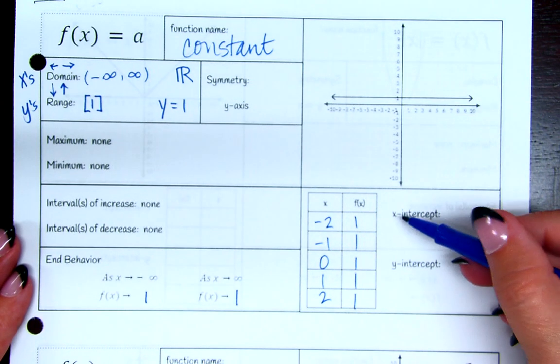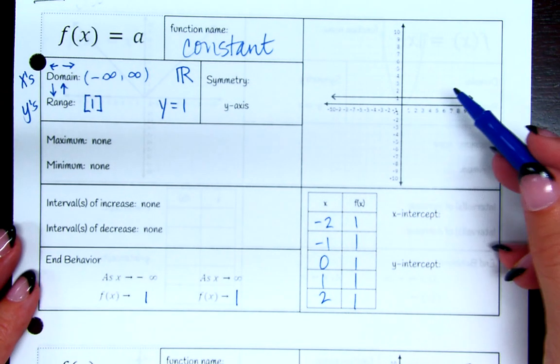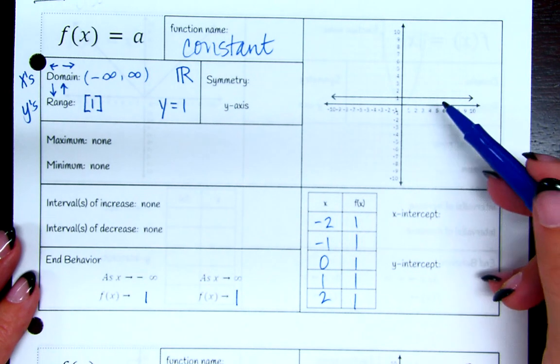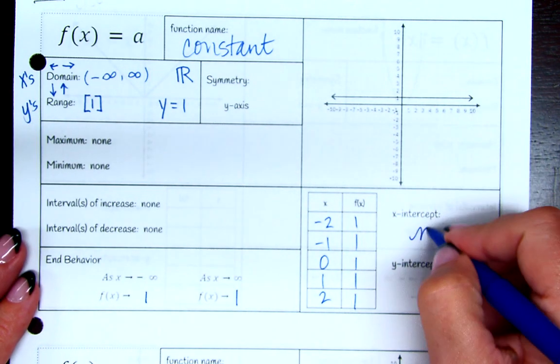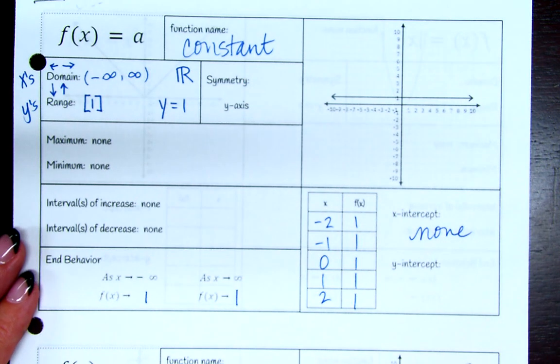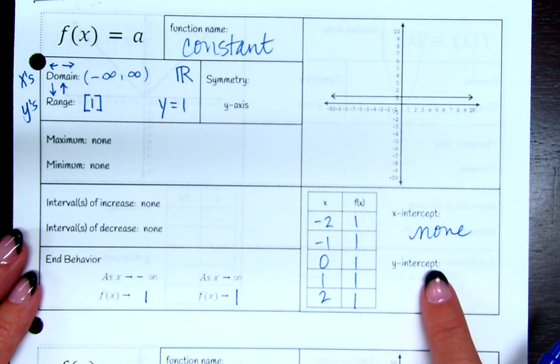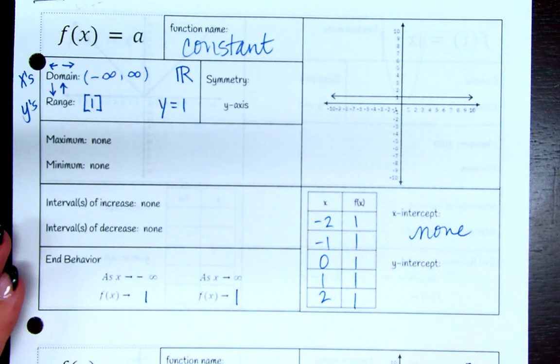Now, somebody please tell me the x-intercept of this graph. Where does this graph cross the x-axis? It doesn't. And then somebody tell me where this graph crosses the y-axis.